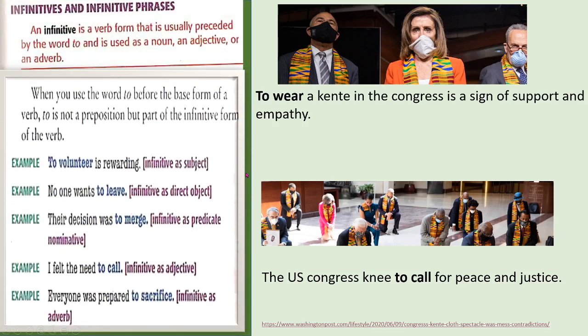Let's begin right away. You know that an infinitive is a verb plus the particle to. The book says that an infinitive is a verb form that is usually preceded by the word to and is used as a noun, an adjective, or an adverb. When you use the word to before the base form of a verb, to is not a preposition, but part of the infinitive form of the verb. It is part of the verb. Let's see the examples of the infinitive.